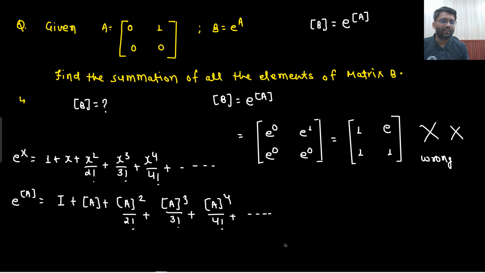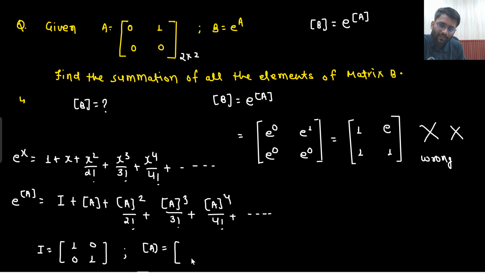Always remember that. So basically our e to the power A would be the identity matrix plus matrix A plus matrix A square divided by 2 factorial plus matrix A cube divided by 3 factorial plus matrix A to the power 4 divided by 4 factorial, and so on. This is something we need to solve. So the identity matrix of order 2 cross 2, I know that it will be 1 0 0 1, no doubt about it. Do I know matrix A? Yes, sir, it is already given. That is nothing but 0 1 0 0.